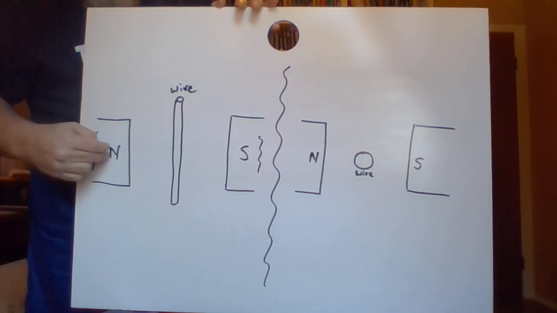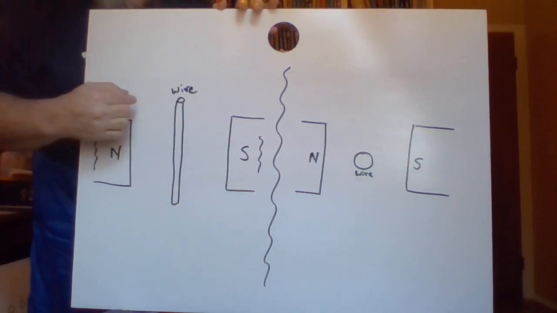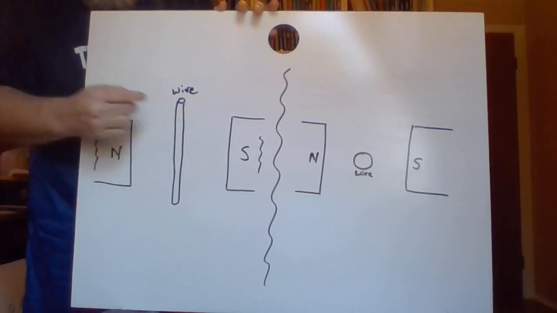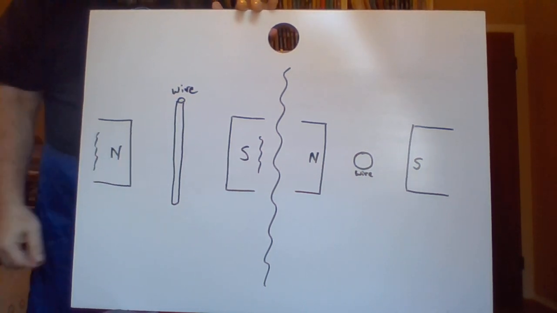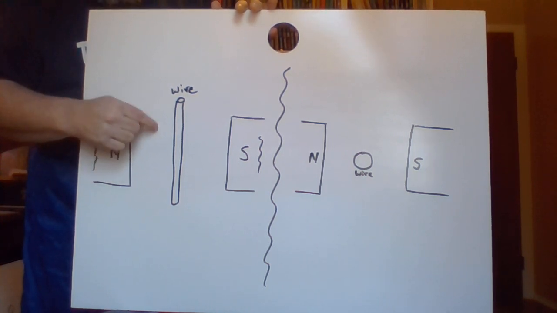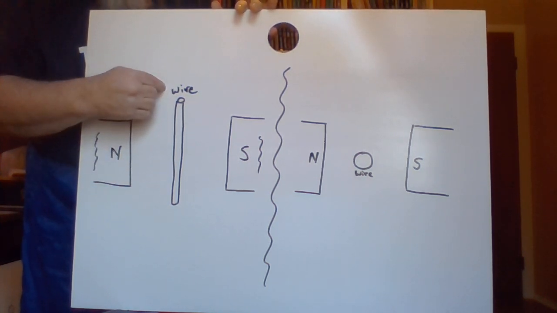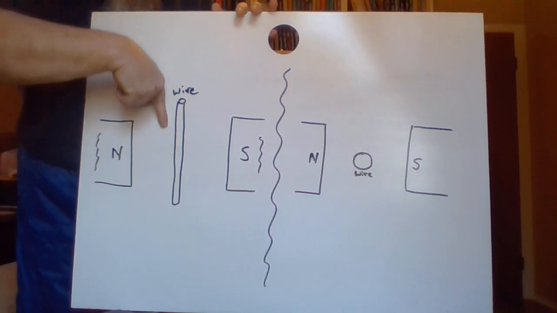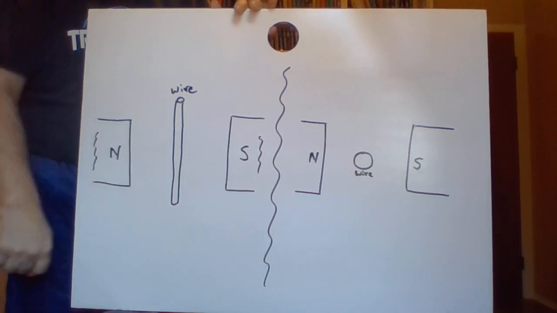Suffice to say, I've got two opposite poles of a magnet creating a magnetic field that's interacting with the wire. Okay? Let's imagine that the current is flowing down through the wire. So positive here, negative here. The conventional current is flowing down through that wire.